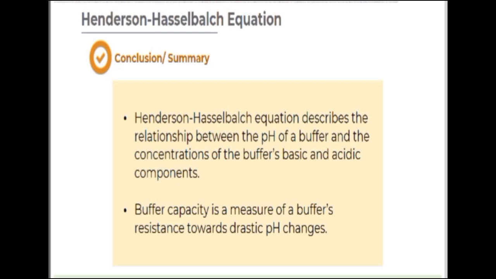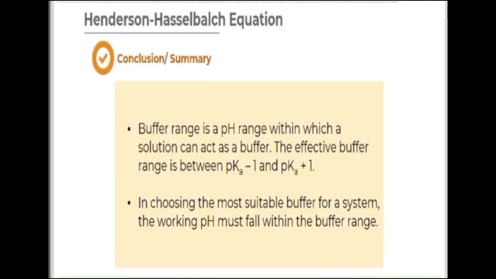To summarize, the Henderson-Hasselbalch equation describes the relationship between the pH of a buffer and the concentrations of the buffer's basic and acidic components. Buffer capacity is a measure of a buffer's resistance towards drastic pH changes. Buffer range is a pH range within which a solution can act as a buffer. The effective buffer range is between pKa minus 1 and pKa plus 1. In choosing the most suitable buffer for a system, the working pH must fall within the buffer range.